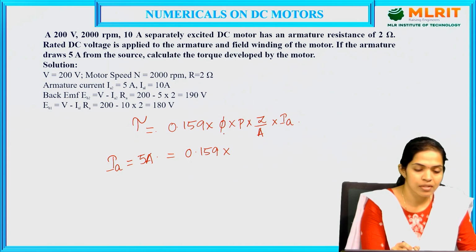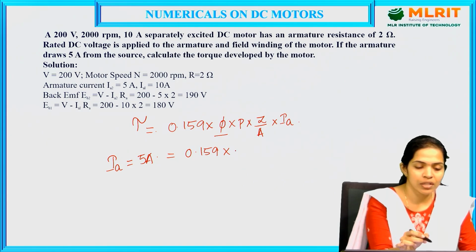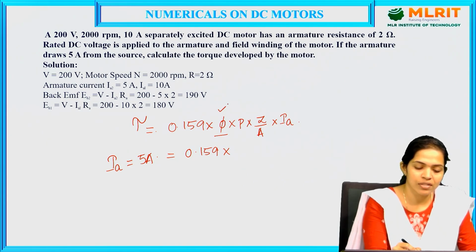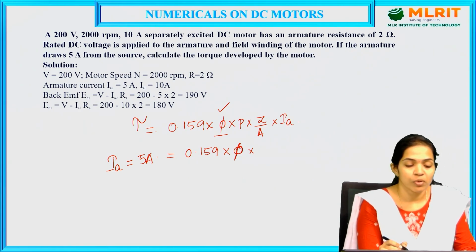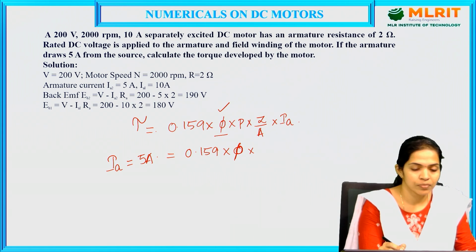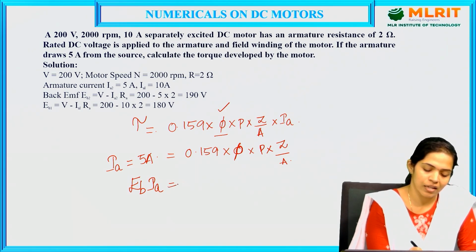And flux is not given in the question, so we need to calculate the flux. Number of poles, we are not given the information about the number of poles. Conductors information is also not given. So for this particular case, we need to use EB into IA equals torque into omega.